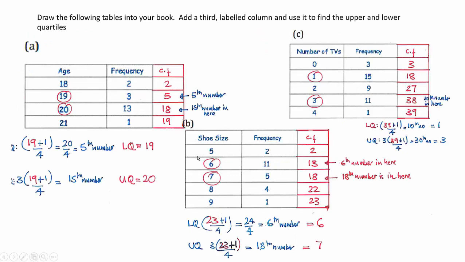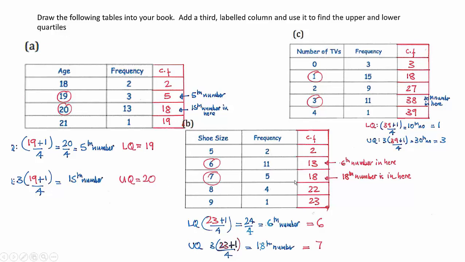Okay, here are the actual answers. So add up the numbers, you've come to 19. So 19, add 1 divided by 4 is 20, divided by 4 is 5, so it's the 5th number. The lower quartile will be the 5th number, and the 5th number is in here, so the age is 19. The upper quartile will be 3 lots of that, 15. We want to see where the 15th number is. Up to here we'd only counted 5 numbers. Adding these, we've counted 18, so the 15th number will be in here, so it's a 20. Lower quartile 19, upper quartile 20.